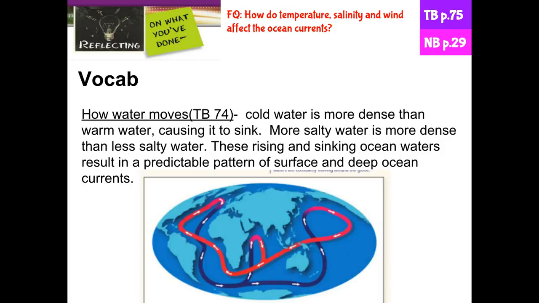And then finally, how water moves. Cold water is more dense than warm water, causing it to sink. More salty water is more dense than less salty water. These rising and sinking ocean waters result in a predictable pattern of surface and deep ocean currents.